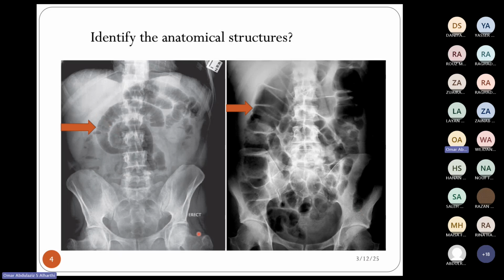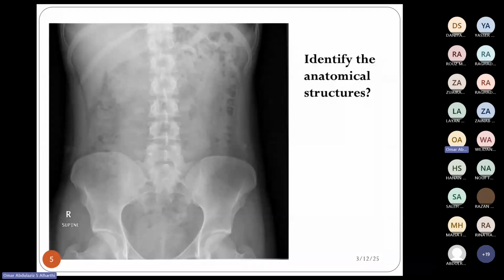This is one way. The other way to differentiate small bowel from colon is the position. The small bowel is central, in the middle of the abdomen. The colon is in the periphery, especially the ascending colon and the descending colon, which are on the sides of the abdomen. Okay, so now we are going to identify some structures.